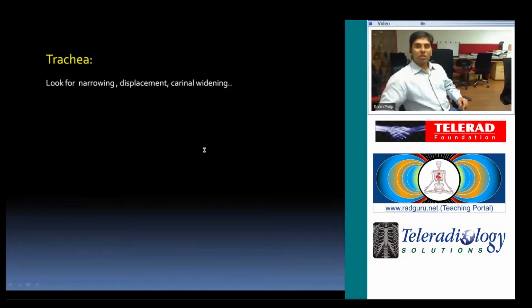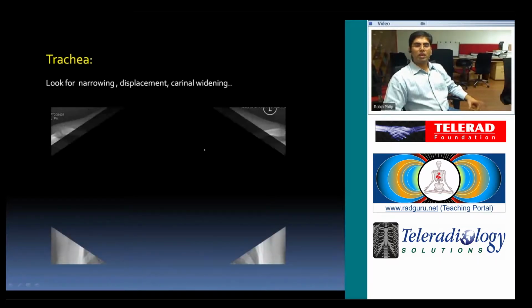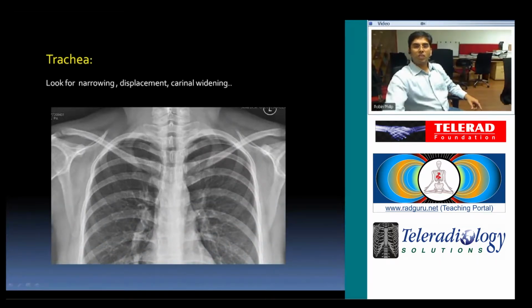So in a systematic way, start with the trachea. After all these demographics and technical factors, make note of all that, and then move on to the actual interpretation. Trachea: see how it looks, look for narrowing. You can see this lucency here, that is the tracheal shadow. Look for any narrowing or displacement. You can see the carina here; look for any widening of the carina and make observation of that.